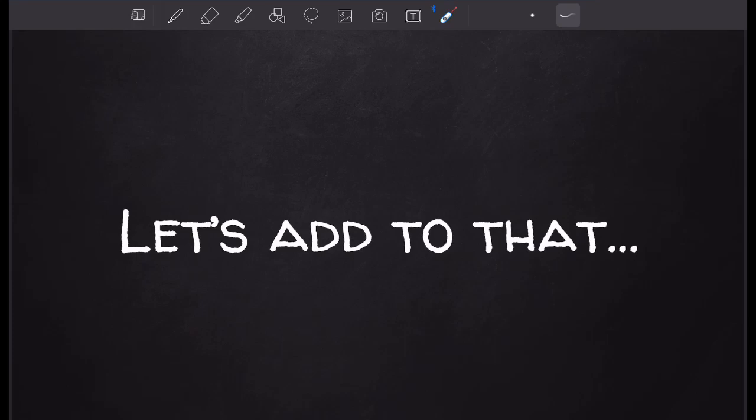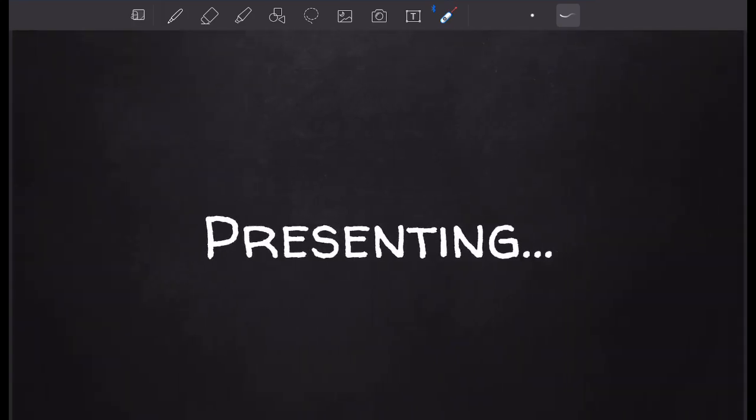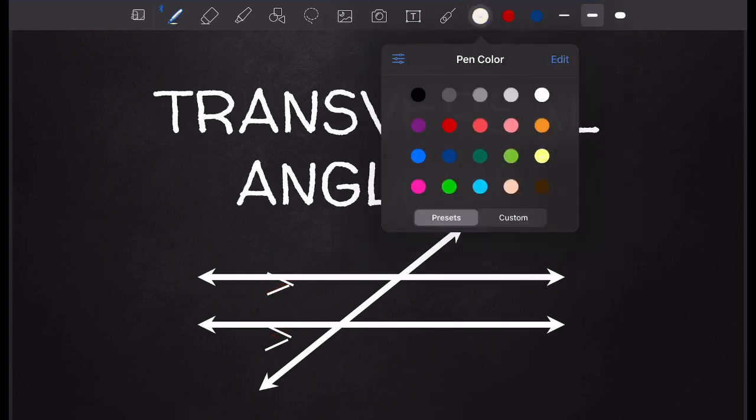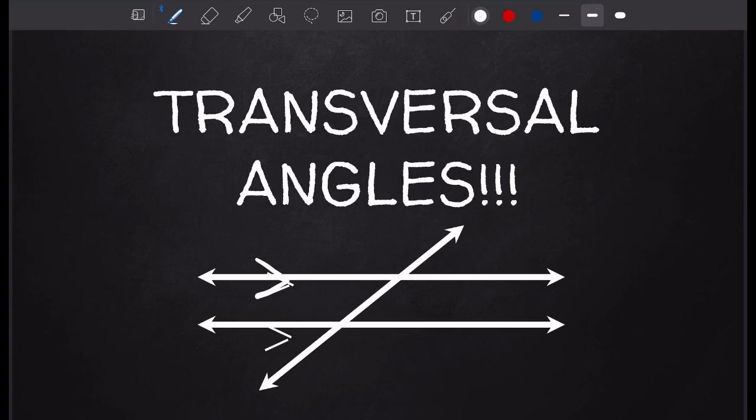Let's add to that, okay? Presenting, transversal angles. Now I don't know what happened here, but the arrow should be over there, okay? Let's make that white. So, there you go. Because that is the sign that these two lines are parallel, okay?